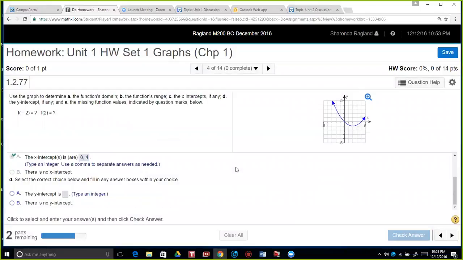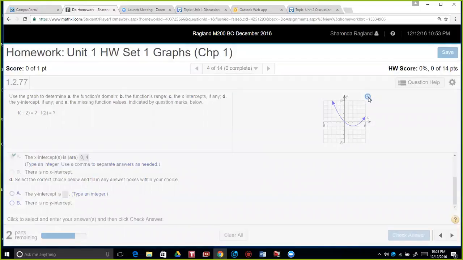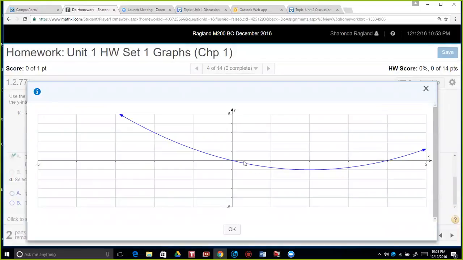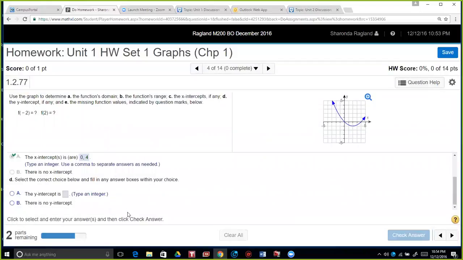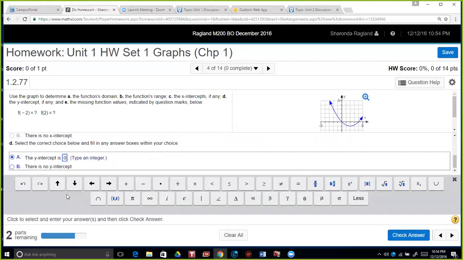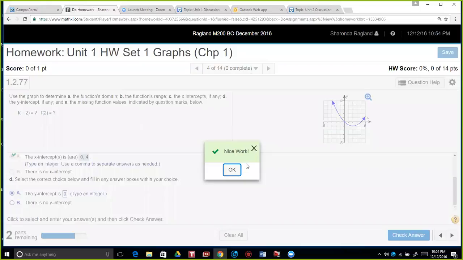Sometimes that's what happens. And now the next one is to select if they have a y-intercept, type an integer. So not a point, but an integer. So basically, again, we look at this. It only crosses one spot for the y-axis, and that's at the origin. So we only have one. All right, so we would type in just 0. And let's check it. Very good.